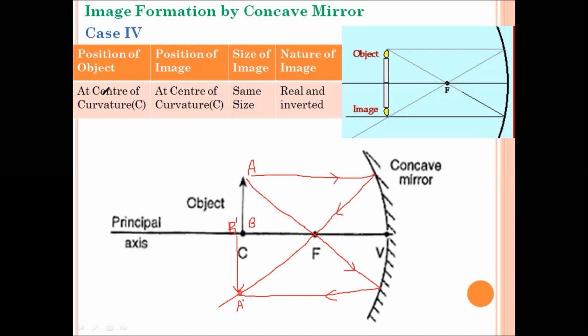So here position of object is at the center of curvature. Position of image is same at the center of curvature. We can see position of object is at C and position of image is also at C. The size of image is same. The image formed is of same size and the nature is real and inverted.